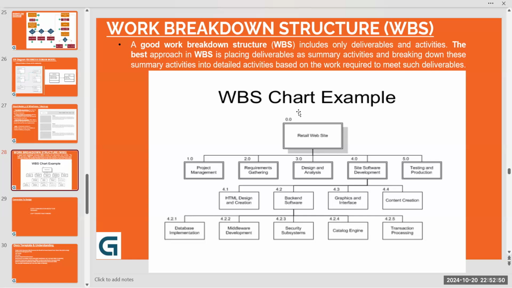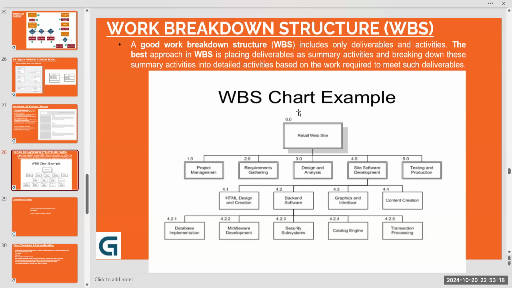So for a retail website creation, we would have segments like a project management team. We will have a requirement gathering team, or that kind of activity. Then we will have design and analysis work. Then we will have site software development, like actual website development. And last but not the least, we'll also need testing and production. And they all have their WBS.